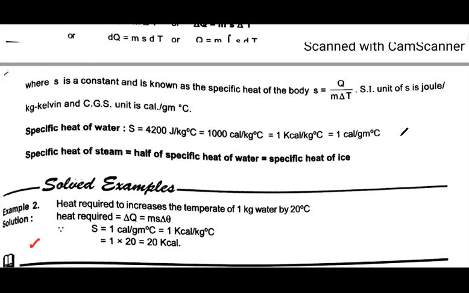Okay, then it's correct. Sorry, kilojoule then it's correct. Sorry, I didn't see that.